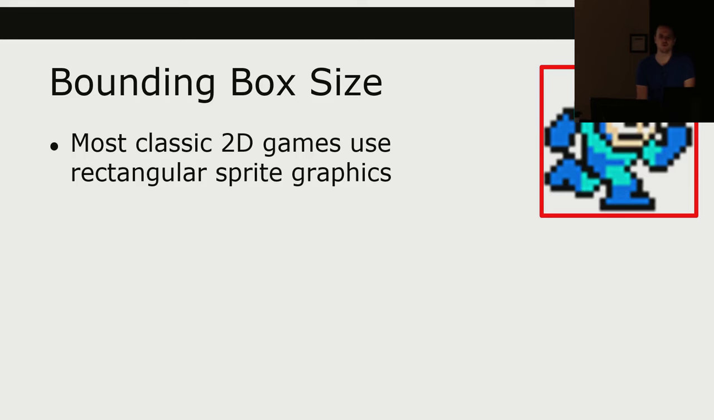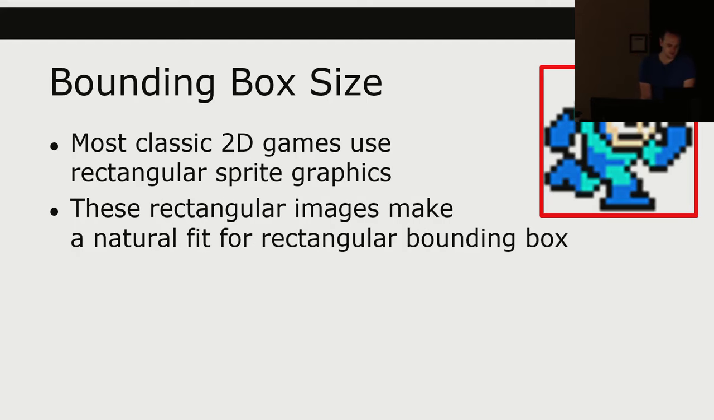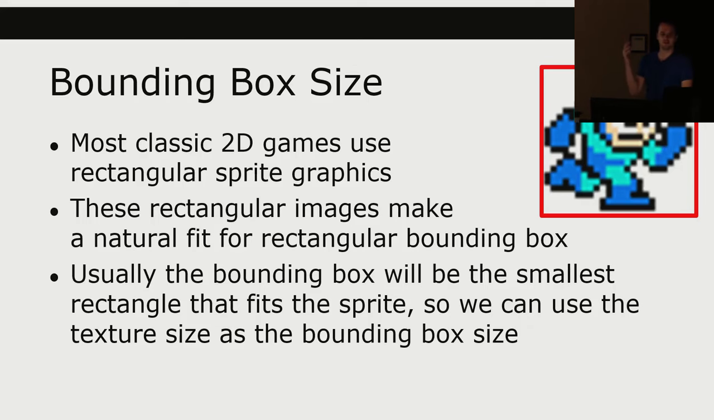So we just store the whole rectangle, and images are stored as rectangles in pretty much any system that I've ever seen. Because of that, these rectangular images make a natural fit for a rectangular bounding box. So why not just use the bounding box as the image, right? If the image is a particular size, that typically denotes what we want to display, so why not just use the bounding box as the size of the image? Usually the bounding box will be the smallest rectangle that fits the sprite, so we can use the texture size as the bounding box size.